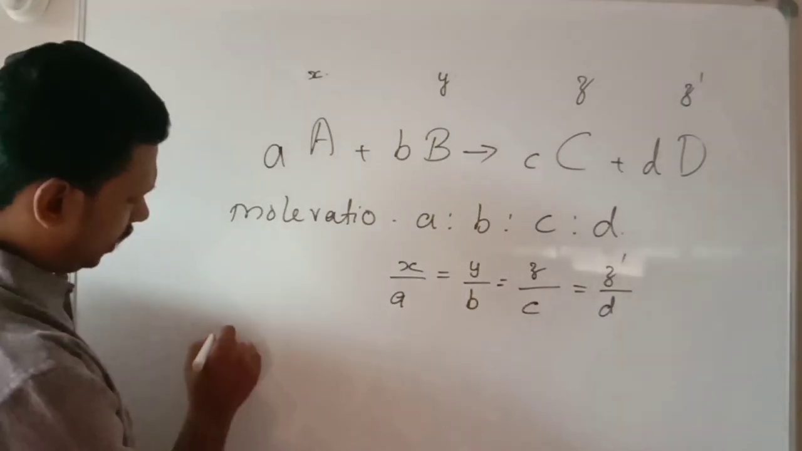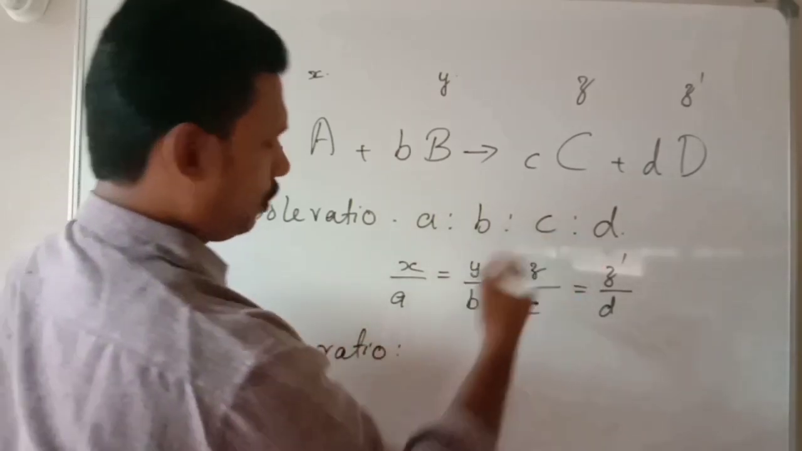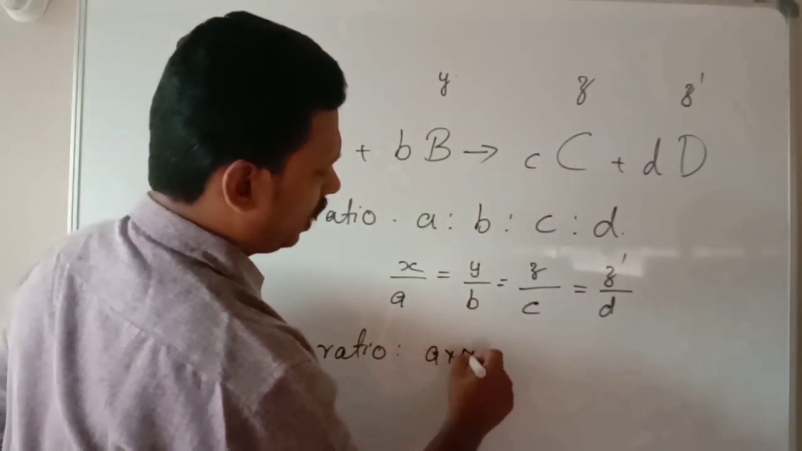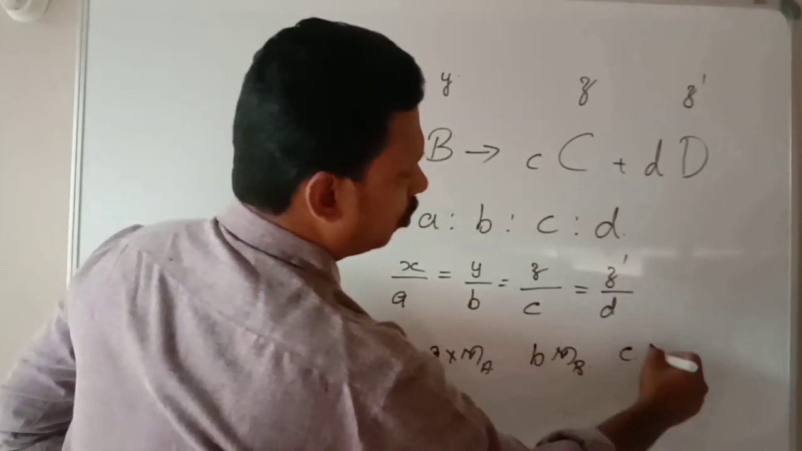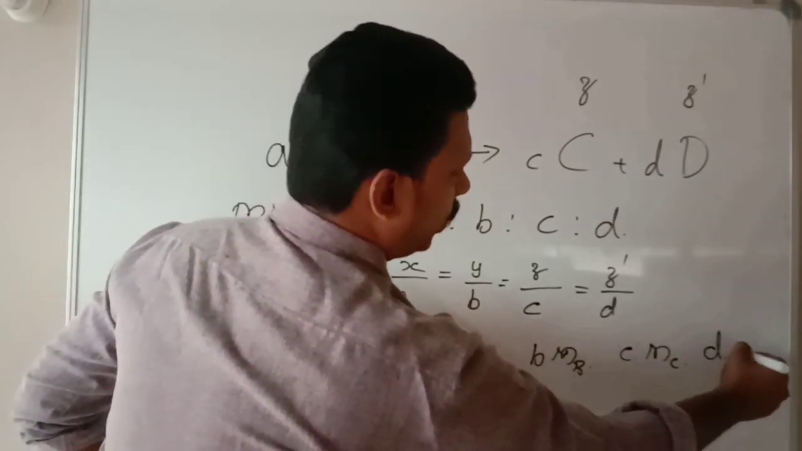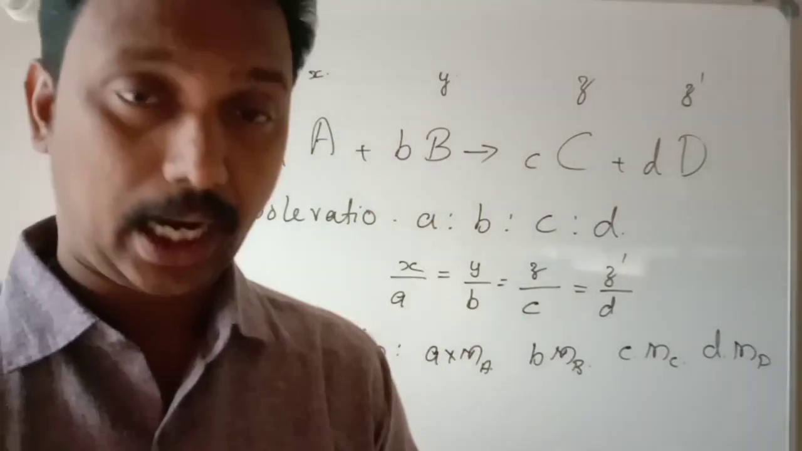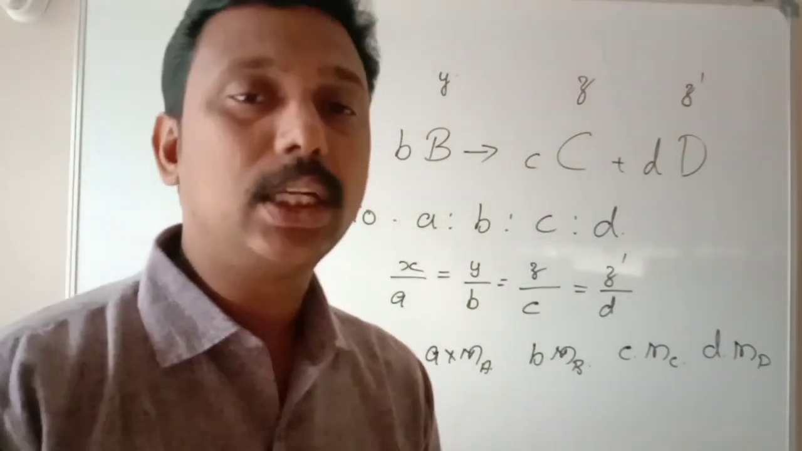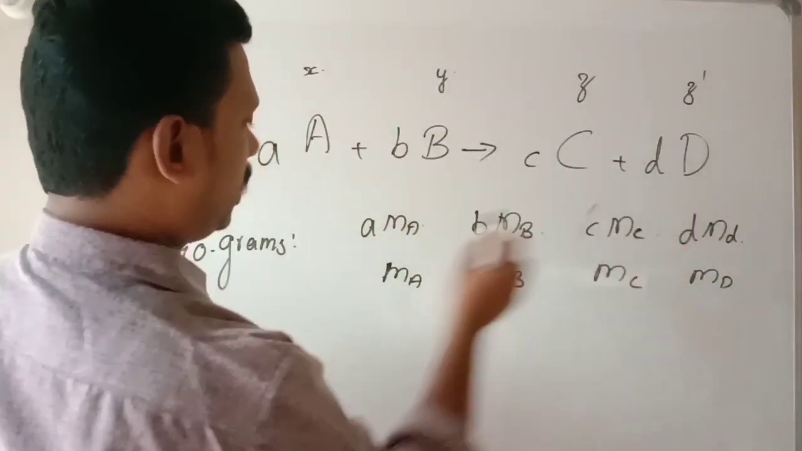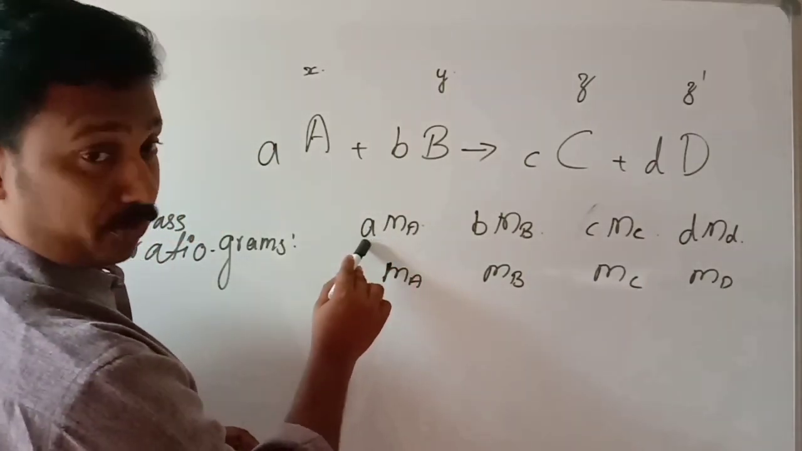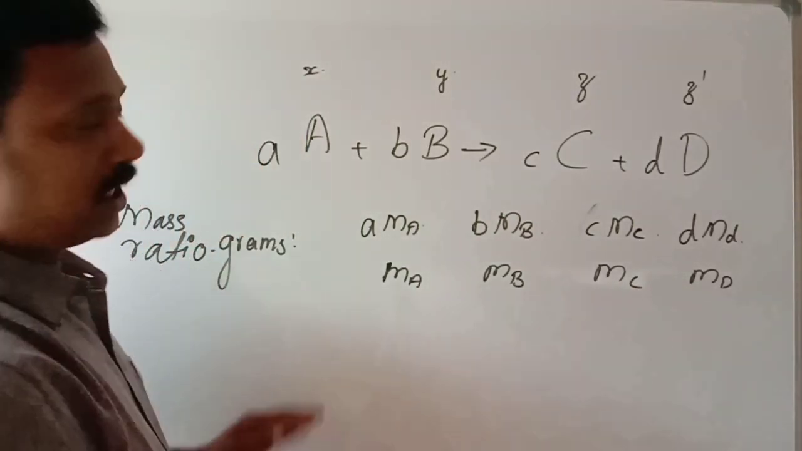But in the same case, you can use the mass relation also. The mass ratio is calculated by multiplying a with the molecular mass of A, b with the molecular mass of B, c with the molecular mass of C, and d with the molecular mass of D. Then you will get the mass ratio in gram. You can use that mass ratio if the question is given in mass. So this is how we get the mass ratio: the stoichiometric coefficient, number of moles, into molecular mass. Let us take these as small letter m, mA, mB, mC and mD are the mass ratios.